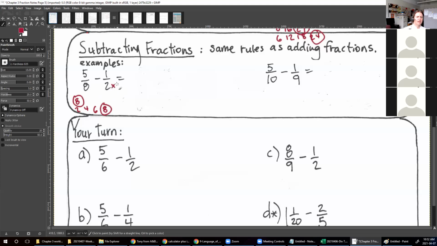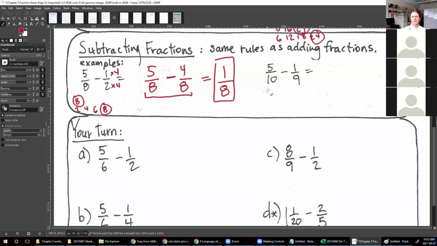In order to make this 8, I need to multiply by 4, so I'm going to do it to both the top and the bottom. So 5/8, minus, because I'm not changing the sign, 1 times 4 is 4, and 2 times 4 is 8. Now that the bottom numbers are the same, I can actually do my subtraction. 5 minus 4 is 1, and the bottom number stays the same. And there's my answer. Same deal, almost identical to the adding. It's just that you subtract at the end.